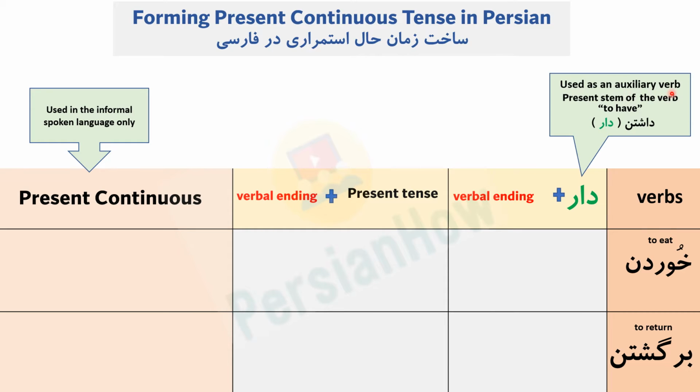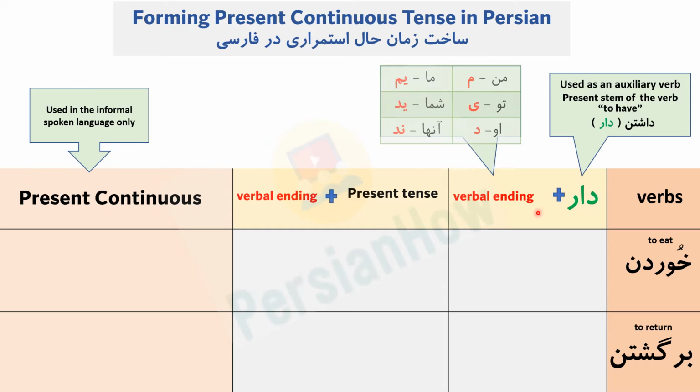What is an auxiliary verb? An auxiliary verb is a verb that helps you form a tense, so you do not need to translate it. So we have dar here, and then we need to conjugate dar. So let's say the subject is man. This is the verb ending for man. So it becomes daram. So this will be our auxiliary verb.